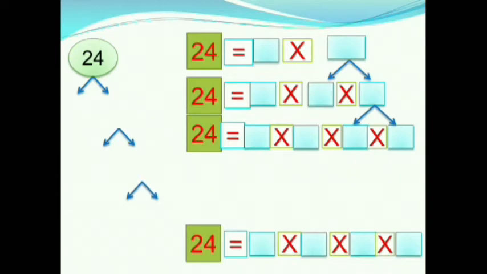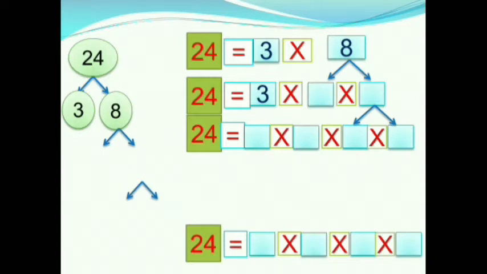Now we can take 3 into 8. What is 3 into 8? 3 8s are 24. So we will write 3 and 8. 3 is a prime factor. So we will write 3. But 8 can be divided further.